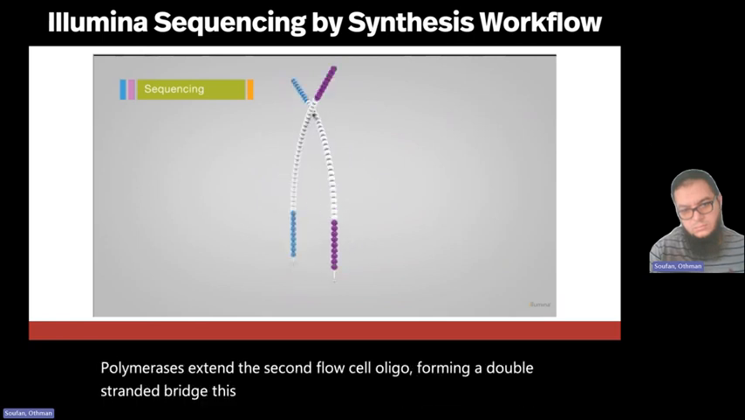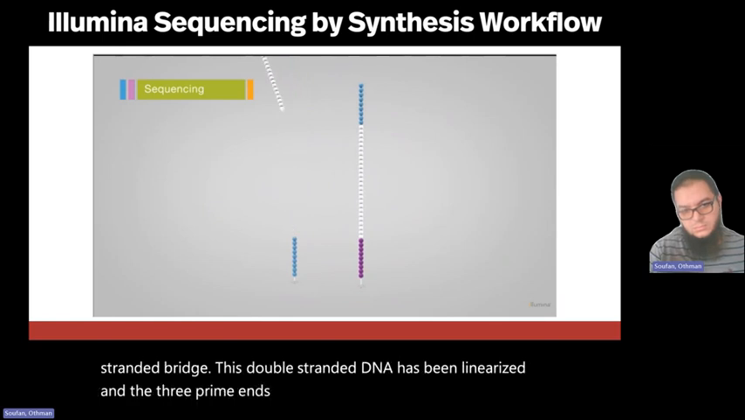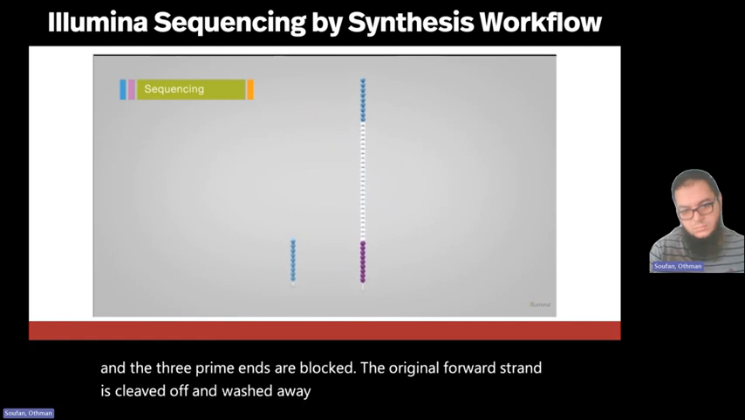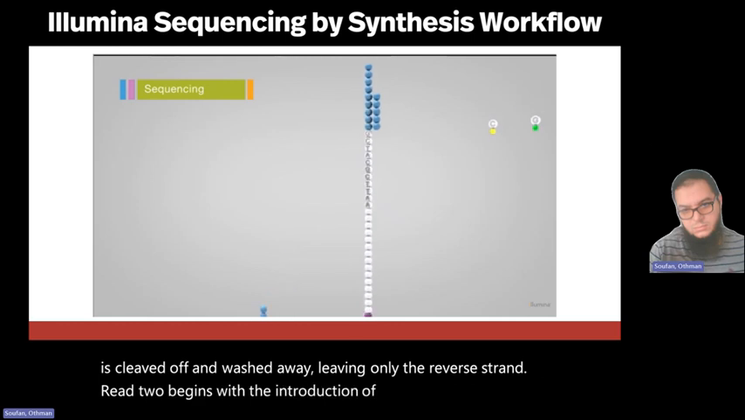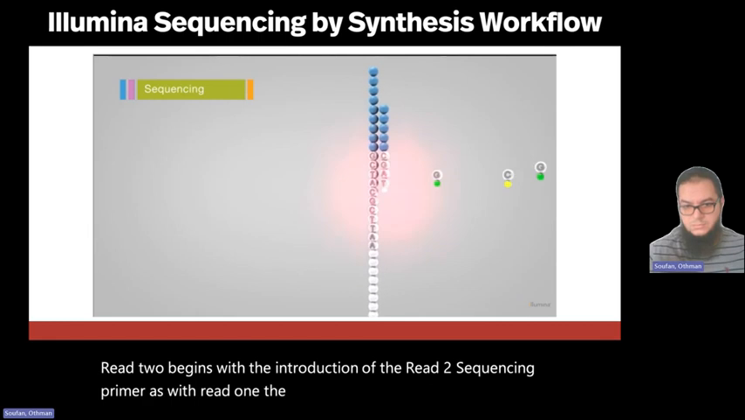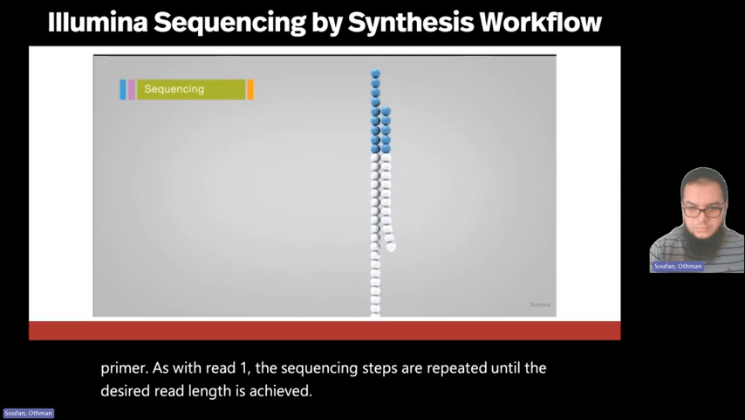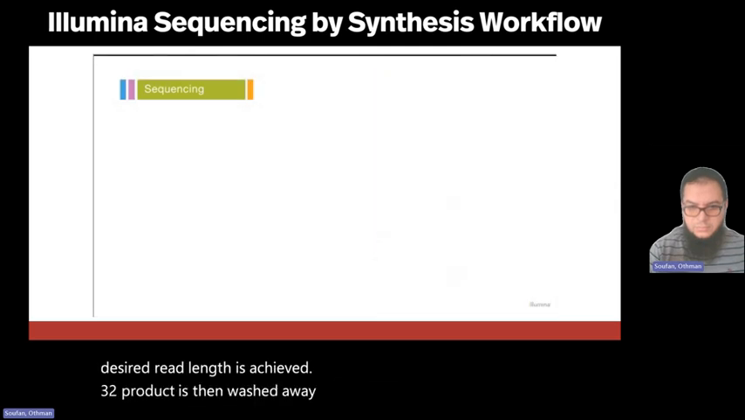This double-stranded DNA is then linearized and the 3' ends are blocked. The original forward strand is cleaved off and washed away, leaving only the reverse strand. Read 2 begins with the introduction of the Read 2 sequencing primer. As with Read 1, the sequencing steps are repeated until the desired read length is achieved. The Read 2 product is then washed away.